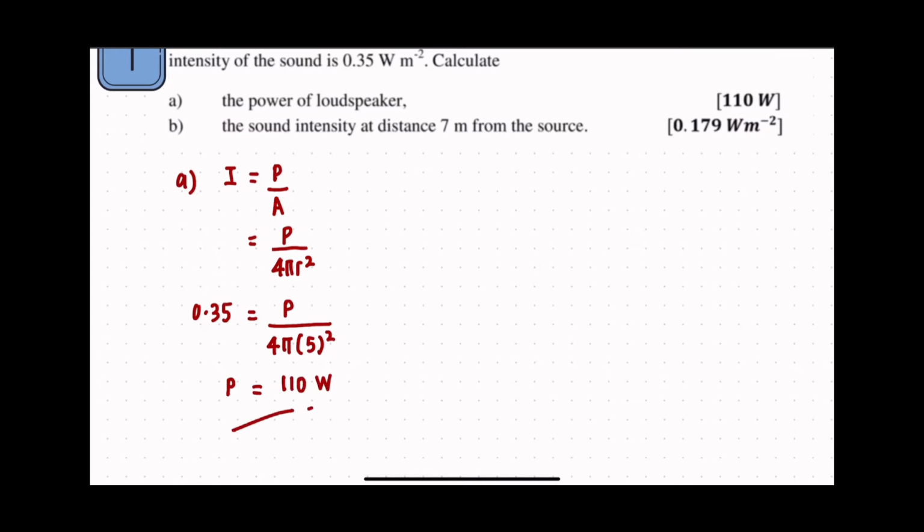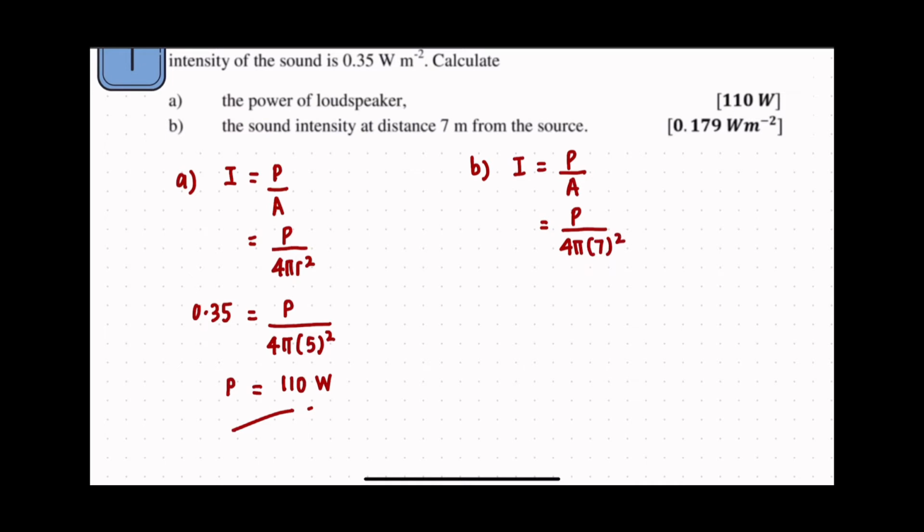Okay. So next, the sound intensity at a distance of 7 meters from the source. Sound intensity at 7 meters, but the power is the same. The power does not change, because it uses the same loudspeaker. So, based on the equation, I is equal to P over area. The area is changing, so the intensity should change also. So, 4 pi times 7 squared.